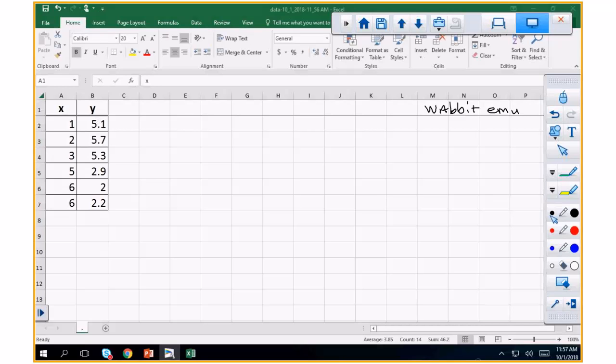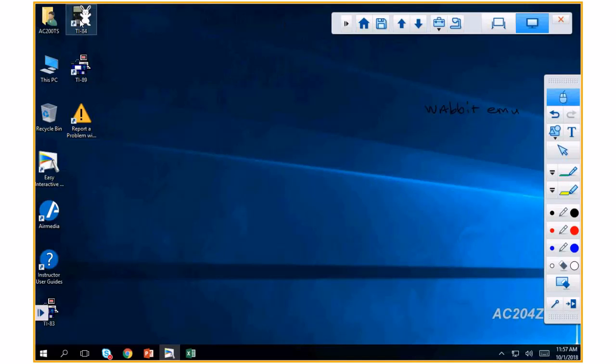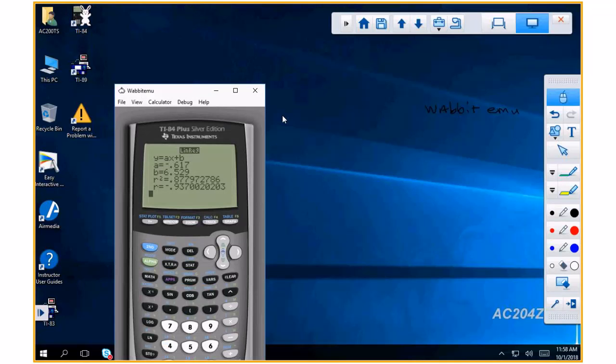Okay, so Wabbit EMU, you can actually download one of these handy calculators. I'll show you, because we've got it here. See, if you look, it came up. Oh, see the little Wabbit? That's Wabbit EMU. When you go to Wabbit EMU, you're going to see that little symbol. See, Wabbit EMU.